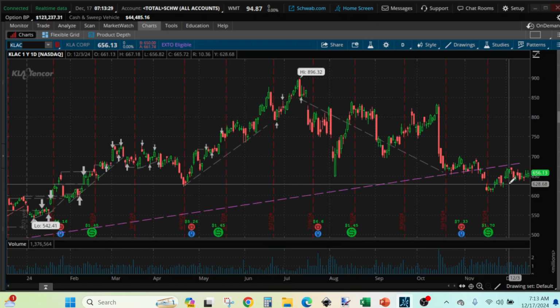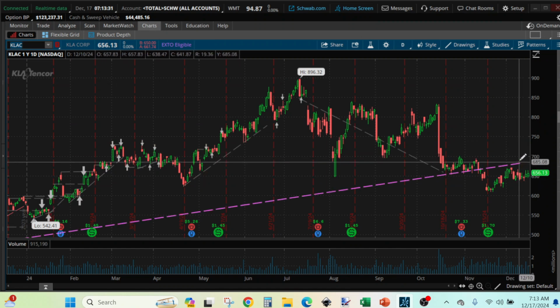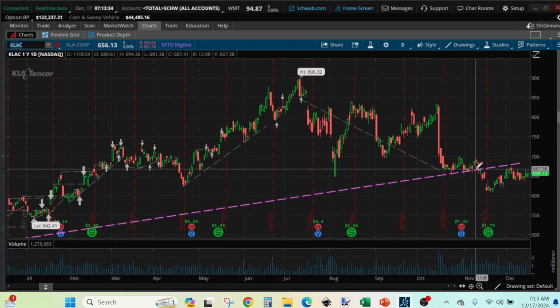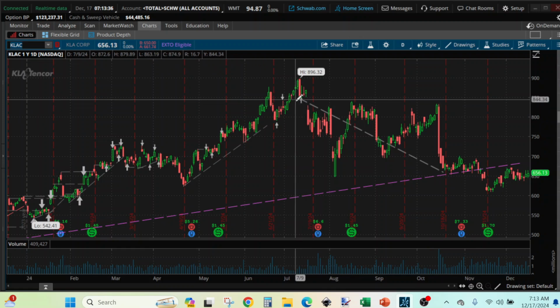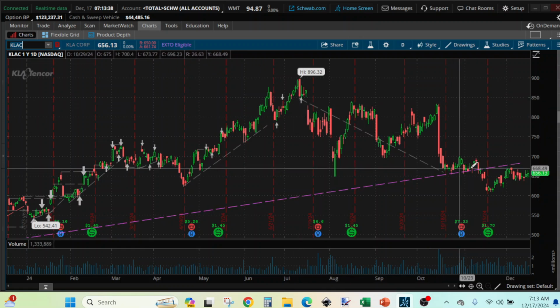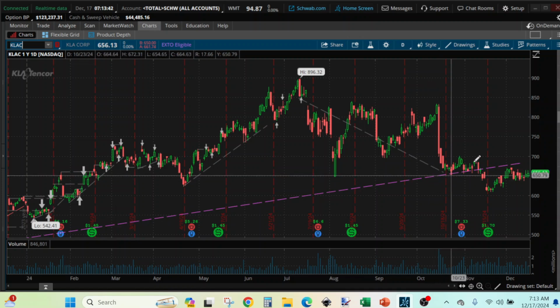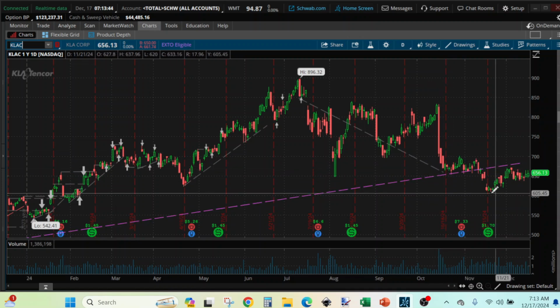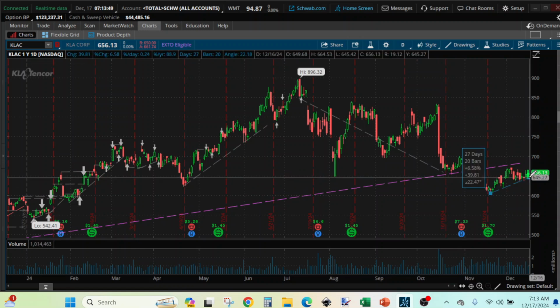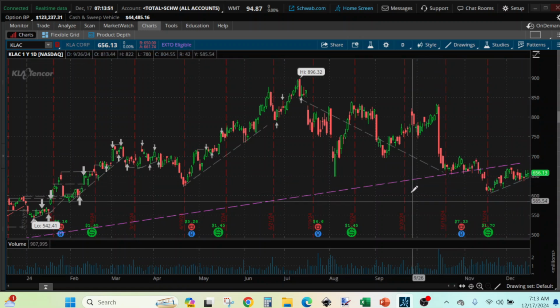LLC. So this one is one that you can see. We bought some there, but you can see that it's not respecting that trend line. It is below it. Of course, the trend line is not just a line though, it could be a zone, and it could still be within the zone here.